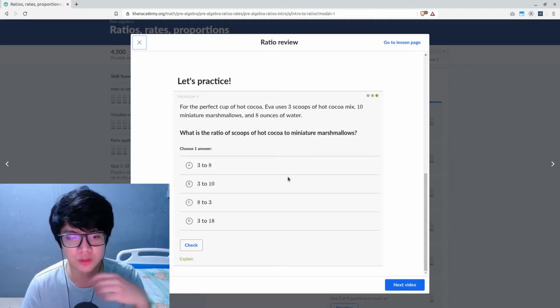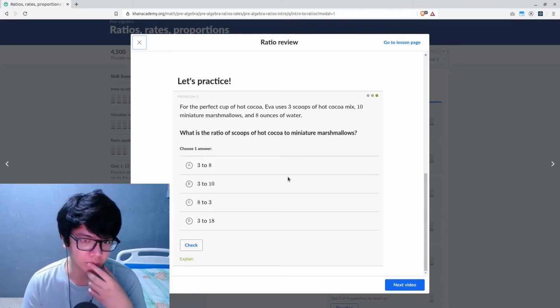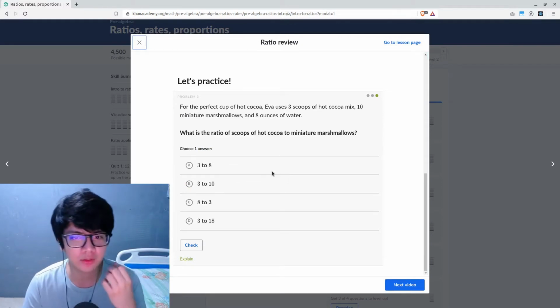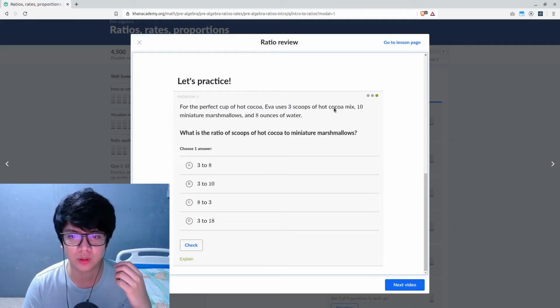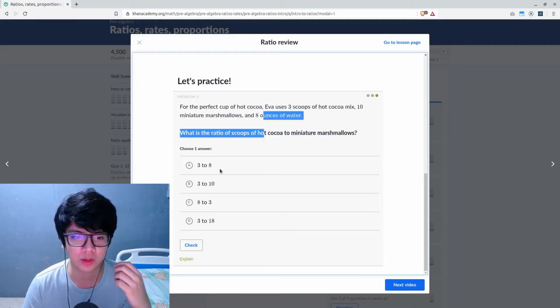Cool. For the perfect cup of hot cocoa, Eva uses 3 scoops of hot cocoa mix, 10 miniature marshmallows, and 8 ounces of water. What is the ratio of scoops of hot cocoa to miniature marshmallows? 3 to 10.